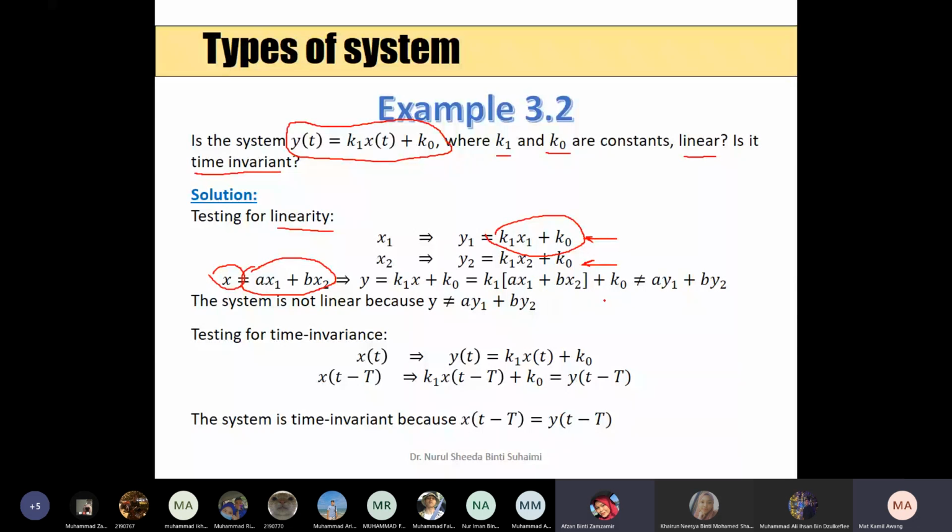Do you get the same thing? No, you will not get the same thing. Therefore the system is not linear. For time invariance, you introduce the delay in the input. So you introduce it here. Do you get the same thing with t minus tau? Yes. So the system is time invariant.